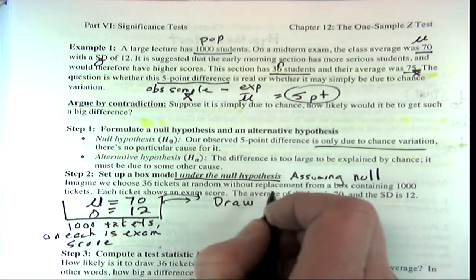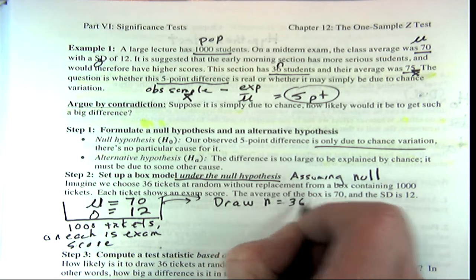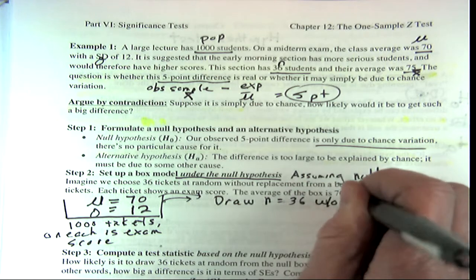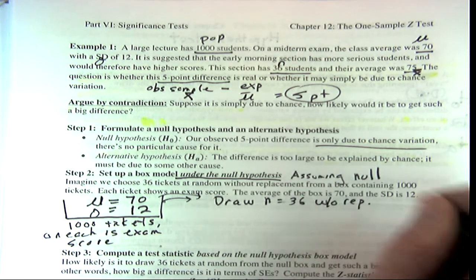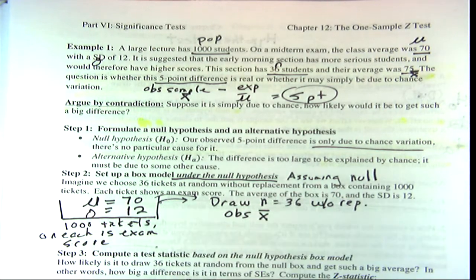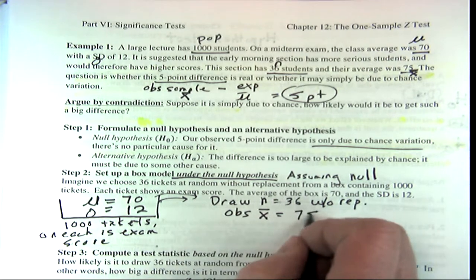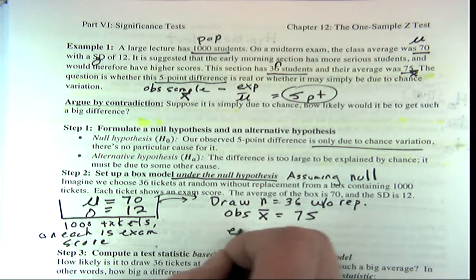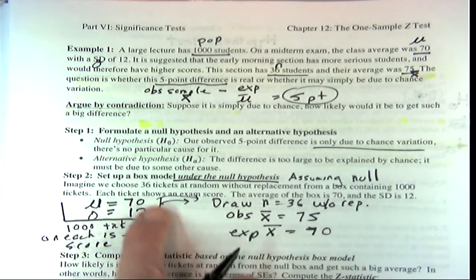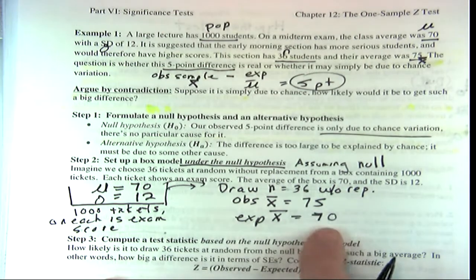All right, so we draw out of here, we're going to draw what? Our sample size, which is 36 students, the section size. n equals 36 of these tickets, and obviously without replacement, they're separate students. And then we observe our sample average, what we got with the 36 students, was 75, when we expected what? We expected a sample average coming from here of 70. What else would you expect, right? So now we know this difference.